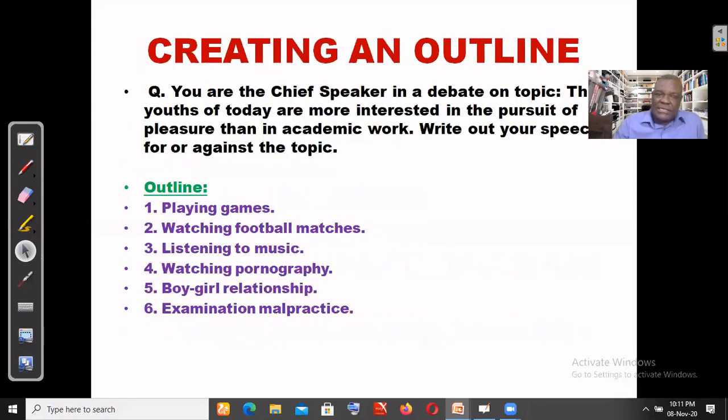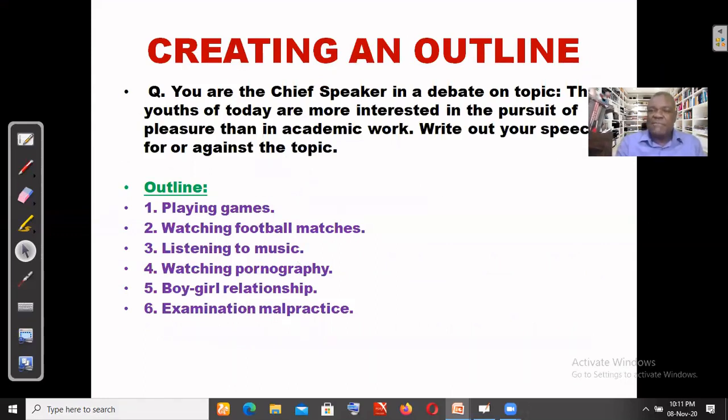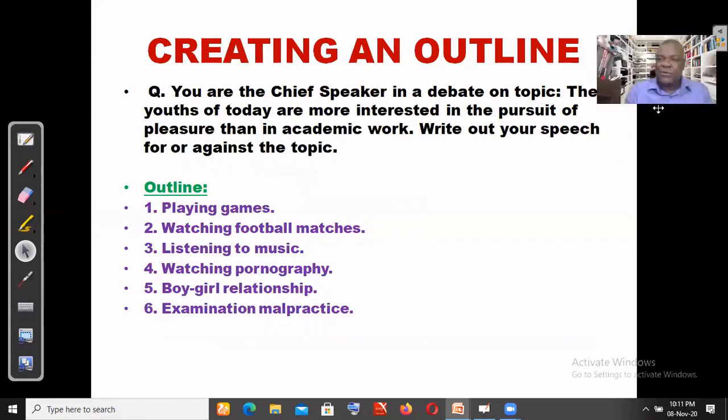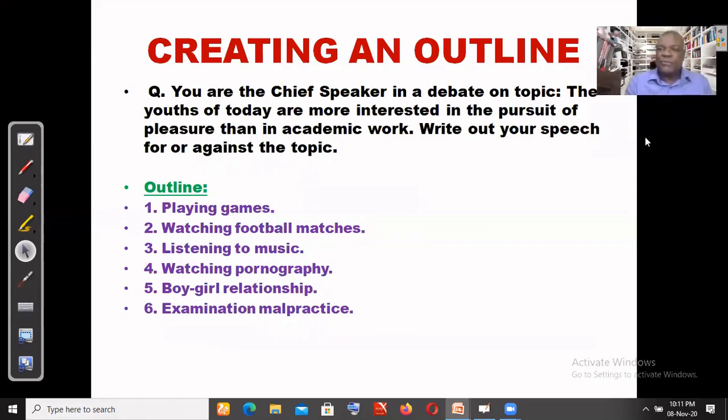Now, having said this, one important thing that you need to do in order to write a good speech, not just a speech, but any type of writing you are going to do, for it to be meaningful, you need to create an outline. An outline is simply a list of the major points you want to discuss or you want to write about.